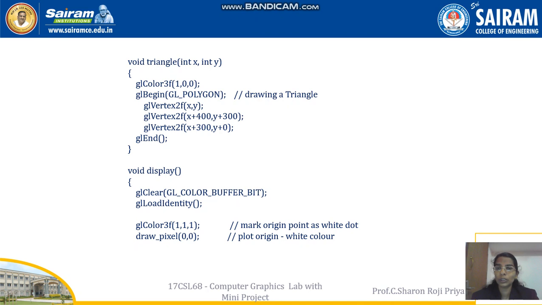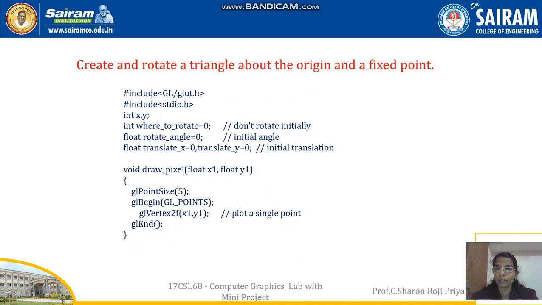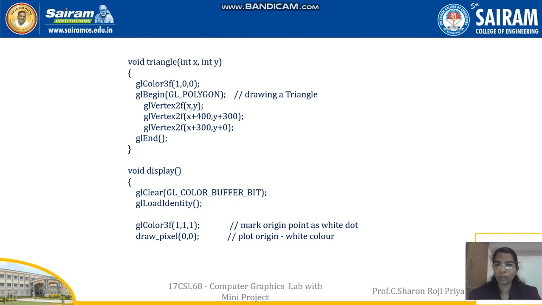Now coming to this triangle, how have I plotted it, right? I have an initial xy value. From that xy value, this is drawing a triangle. Along the x-axis you move by 300, and since I am moving along the x-axis, y remains the same.